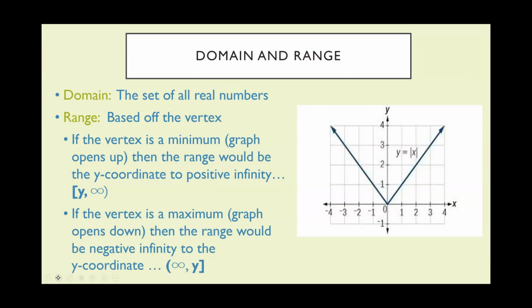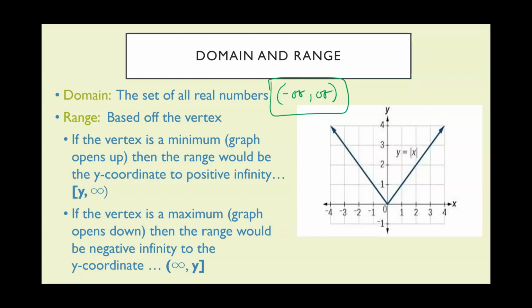All right, so we just did a video on domain and range. And now let's talk about domain and range with your absolute value. So domain is easy peasy with absolute value. The domain is always going to be the set of all real numbers. And we notate that in interval form as -infinity to +infinity. So this will always be your domain of an absolute value. So if I say, hey, what's the domain of absolute value? You need to spit out -infinity to +infinity. Now, your range is based off of your vertex.